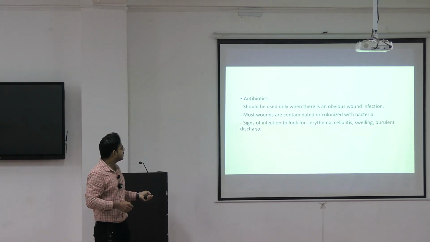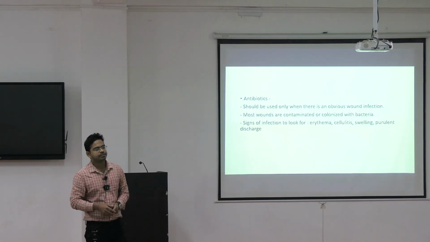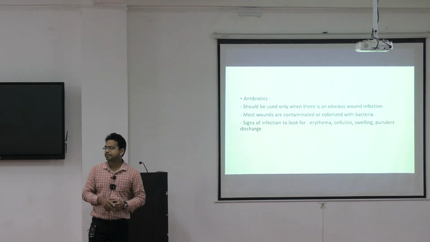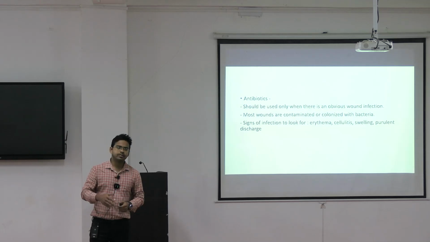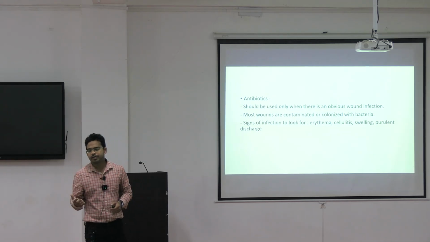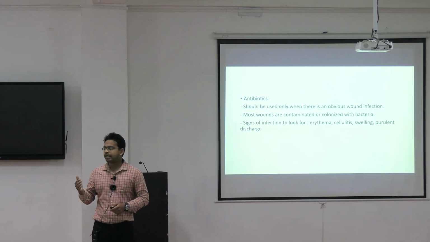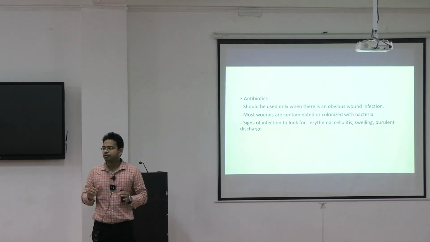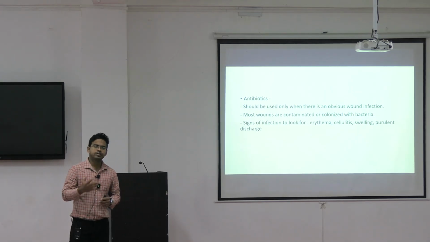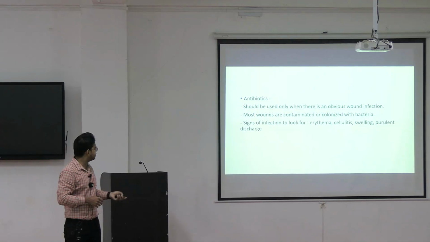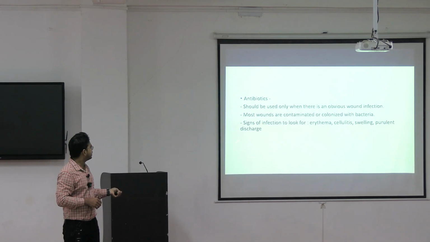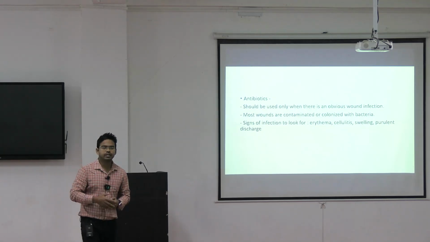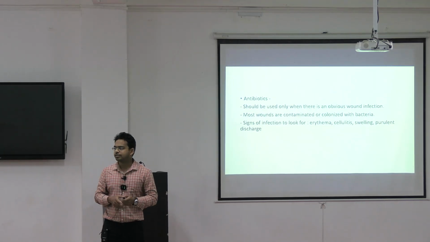Do you know what is cellulitis? Anyone? What is cellulitis? Cellulitis is a non-purulent infection of the skin and subcutaneous tissue. There is infection of the skin and subcutaneous tissue, but there has been no pus formation yet. That is called cellulitis. Erythema, all of you know. Redness, swelling, purulent discharge, all this will indicate infection. So that time you need to give antibiotics.